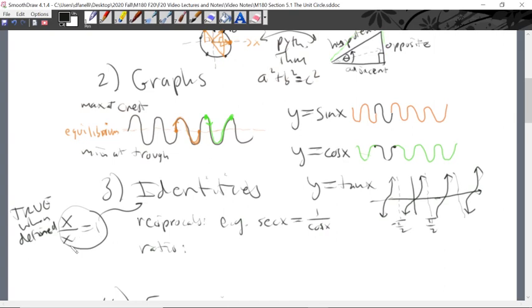So when is it not true? This statement here, x over x equals 1, is not true if x is equal to 0.